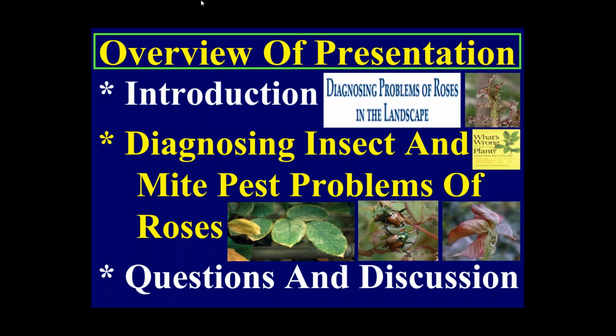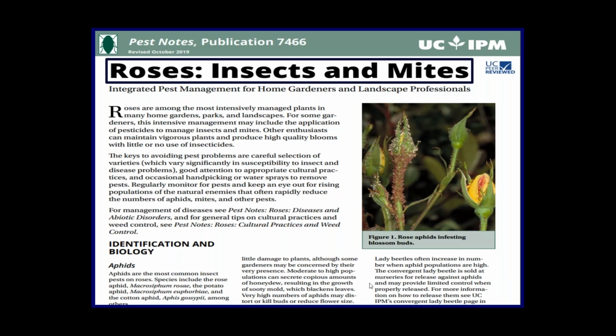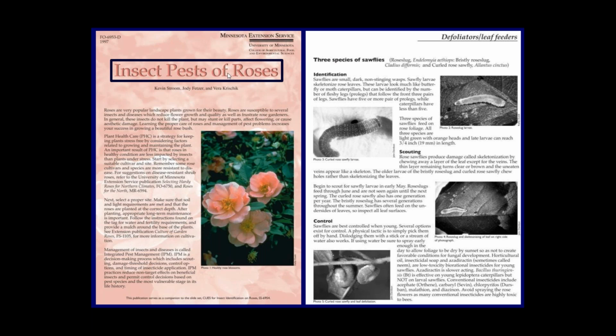I'm going to give you a brief introduction, then talk about diagnosing insect and mite pest problems of roses, and of course, we're going to have questions and discussion at the very end. So there are a number of publications, and roses are very susceptible to a plethora of pests, as are most ornamental plants out there. So there's extension publications. Here's one on insect pests of roses, and in there they talk about the various pests. We'll talk about the sawflies as we proceed through the presentation. So many pests. We can't cover them all, but there again, I'll highlight some other ones.